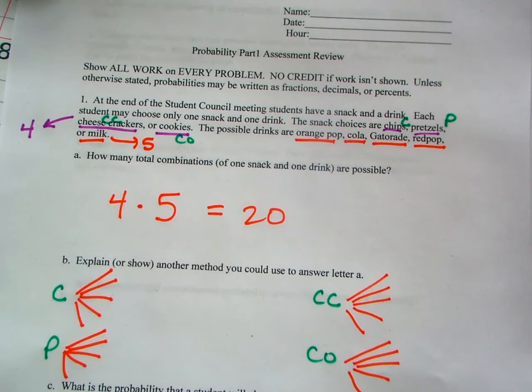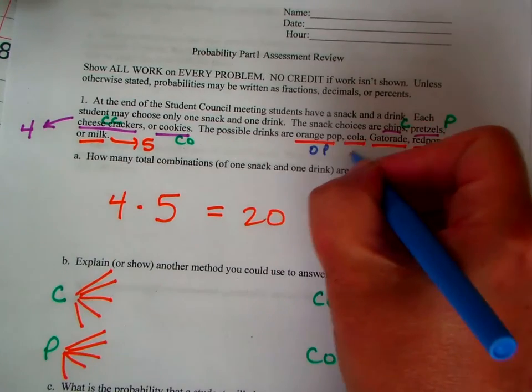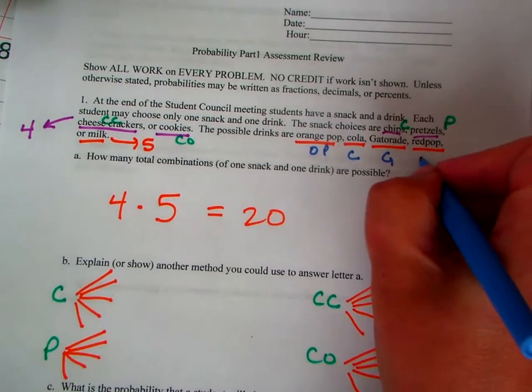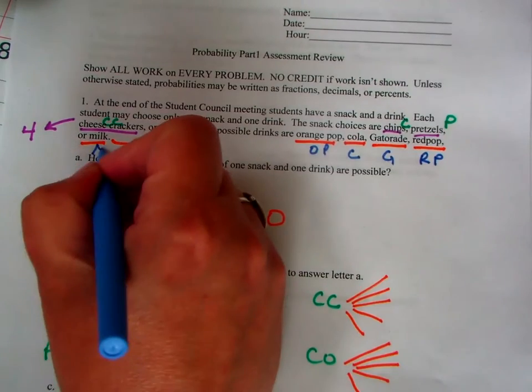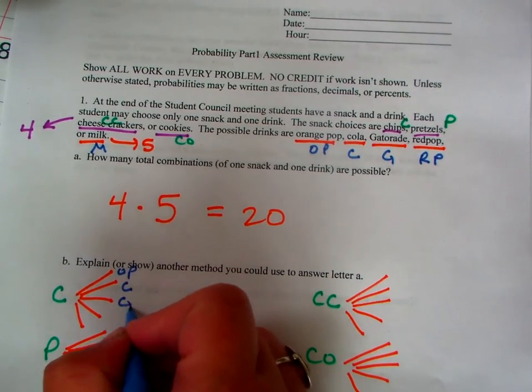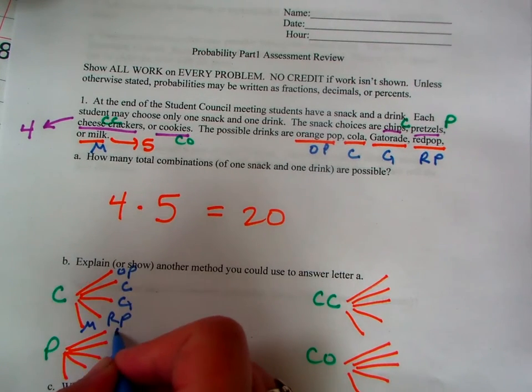Okay, and then I'm just going to label all of these, and I'm going to choose a different color just to clarify that for you. Obviously, you wouldn't have to do all of this. So orange pop, cola, Gatorade. I'll use C again because it's going to be in a different spot. And red pop and milk. So I'm just going to basically write that O, P, C, G, R, P, and M. And the same thing every time.